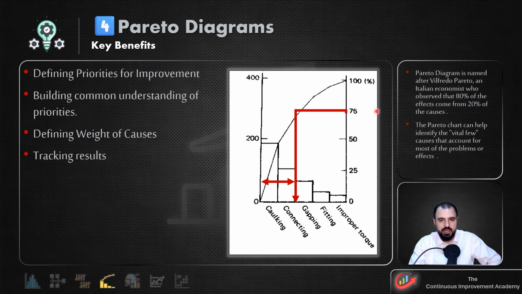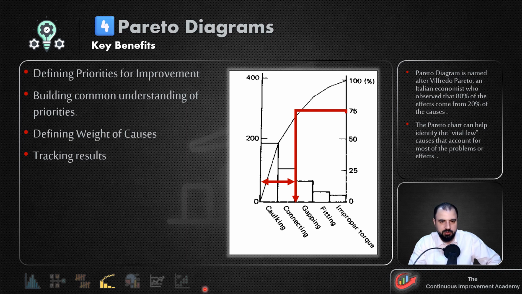Here you can see, for example, that if I want to tackle 75% of the issues, I build a horizontal line until I touch this line graph, and then I go down. Anything to the left is an area of focus to tackle 75% of the issues, and I can pick any percentage and do the same.